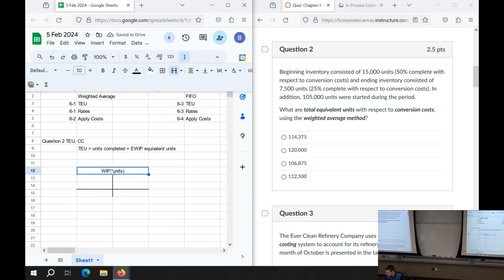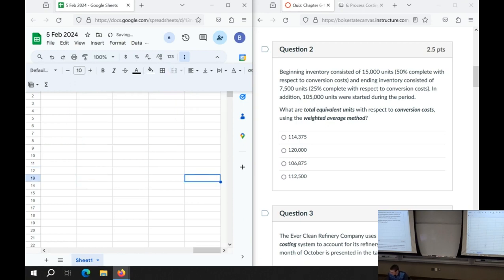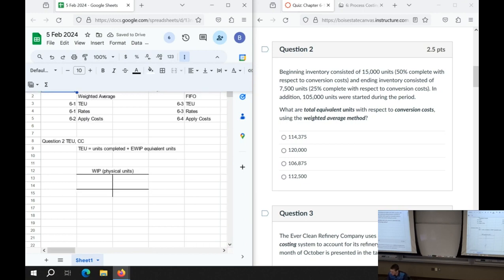For WIP units, this is physical units. I can put physical if you want in here. We know we started with 15,000. These are beginning WIP units, and they are 50% complete with respect to conversion costs. This column right here is going to tell us the percent complete for the different items.